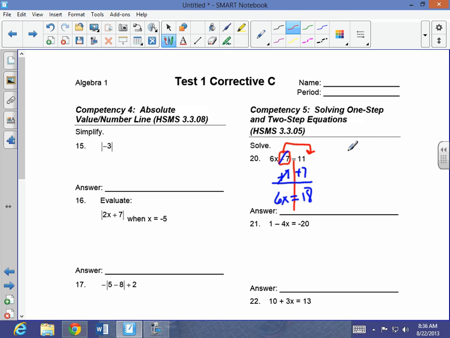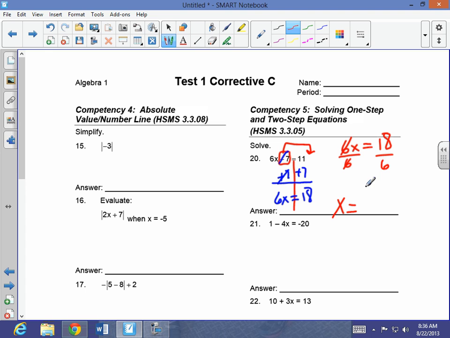Now, what do I do here? I'm going to rewrite it up here. How do I get rid of the 6? Divide both sides by 6 because that's multiplication. So these 6's cancel. So x equals, if you say 18 over 6, you're wrong.